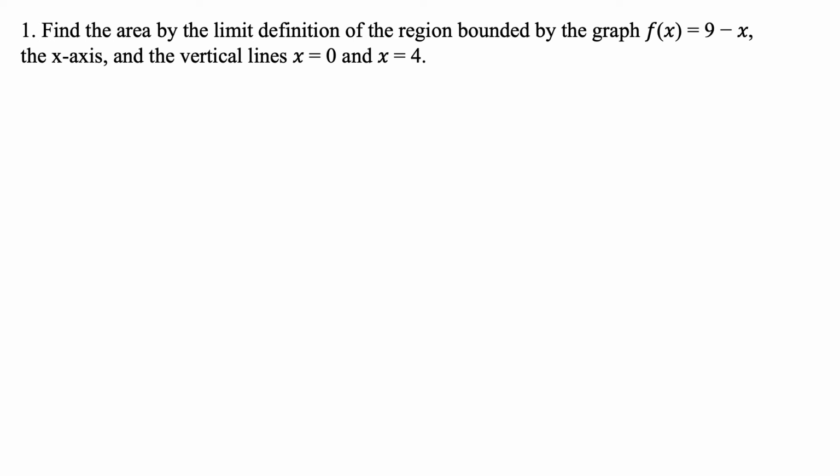So for number 1, we want to find the area by the limit definition of the region bounded by the graph f of x equals 9 minus x, the x-axis always, and vertical lines x equals 0 and x equals 4. So those vertical lines are actually giving us our a and b, so they're telling us that a equals 0 and b equals 4, and that's going to only really be helpful if we know where to plug them in.